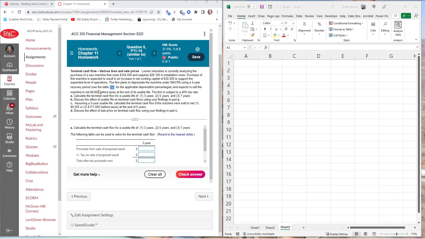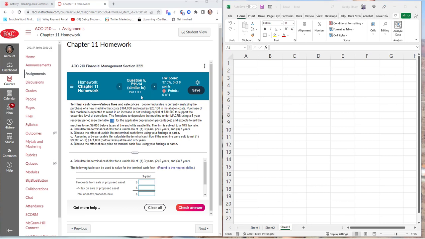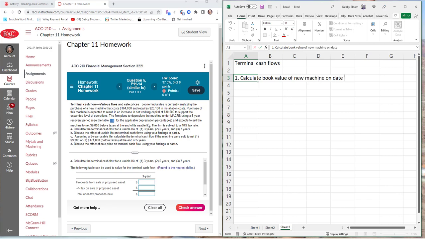In this video, we're going to use your Chapter 11, Question 5 homework to demonstrate terminal cash flows. To calculate the terminal cash flows, it's a several-step process. The first thing you're going to do is calculate the book value of the new machine on the date of disposal. And remember, book value is cost minus accumulated depreciation.